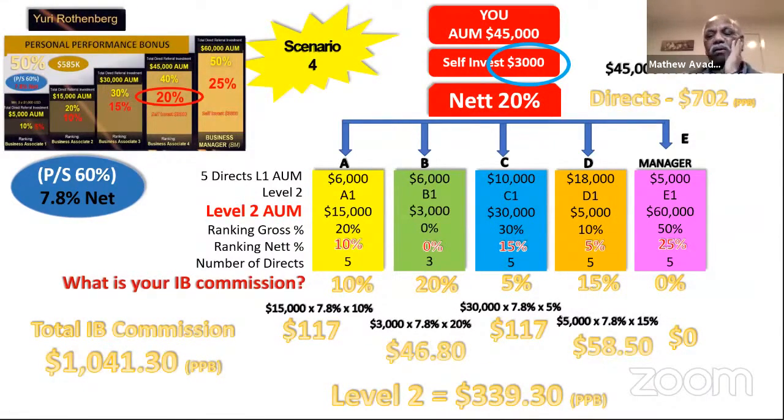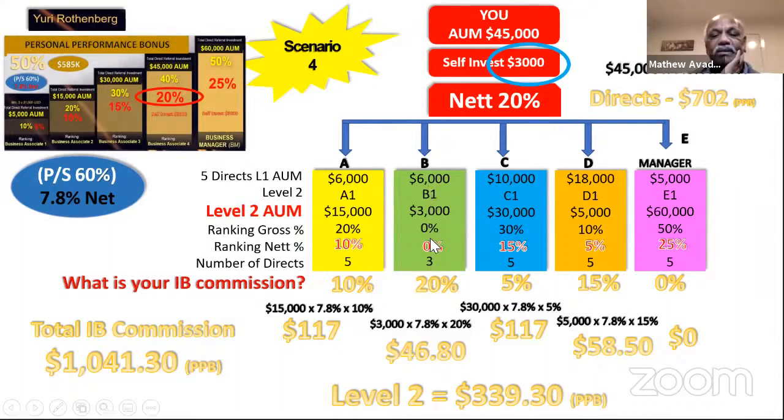Right, let's look at scenario 4. Now you have $45,000 and you have increased your self-invest to $3,000. You have now moved up from 15% to 20%, so your direct income is $702. Your direct is still 6, 6, 10, 18, 15, so it's 45. The clients under A1 are still 15,000, and he is eligible for 10%. So you got 20%, you will get the difference of 10%, which will give you an extra income of $117.